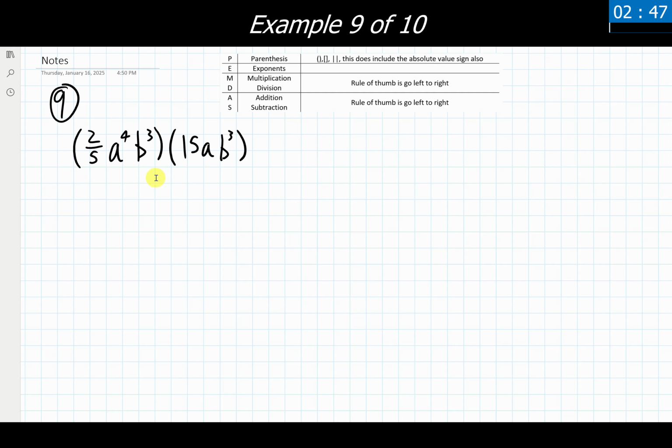Example 9 is giving us the quantity 2/5 a to the 4th b to the 3rd times 15 ab to the 3rd power. So we have a good chunk of stuff going on here. We have coefficients, we have a's, and we have b's. Thankfully, I don't have any exponents on the outside of these sets of parentheses, so I can go right into multiplying these two sets of parentheses together.